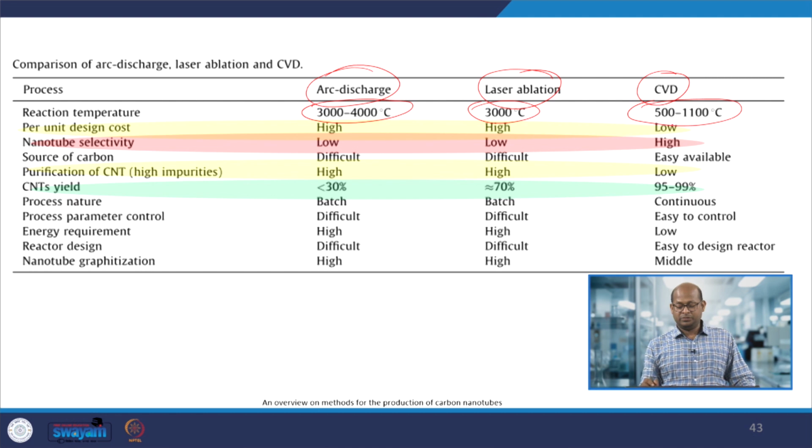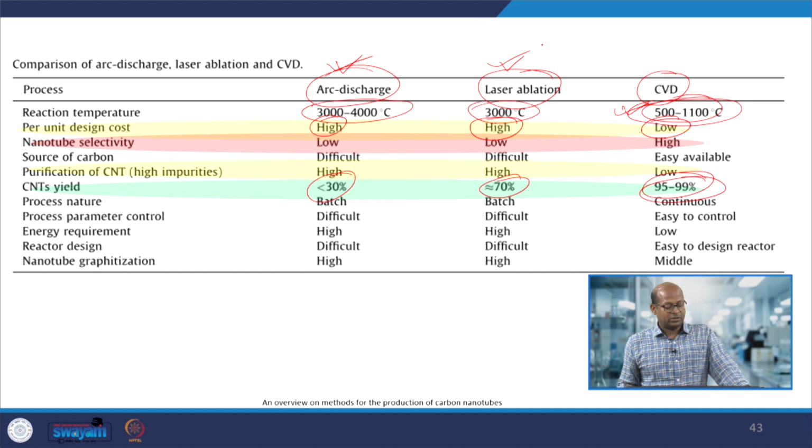As compared to that, CVD uses low temperatures, 1000 degrees centigrade, 900 degrees centigrade. Here the CNT yield is also very high as compared to the other two methods, okay. The cost of this method is also very low as compared to the arc discharge or laser ablation methods. The power unit cost is very high as compared to the CVD method, okay.